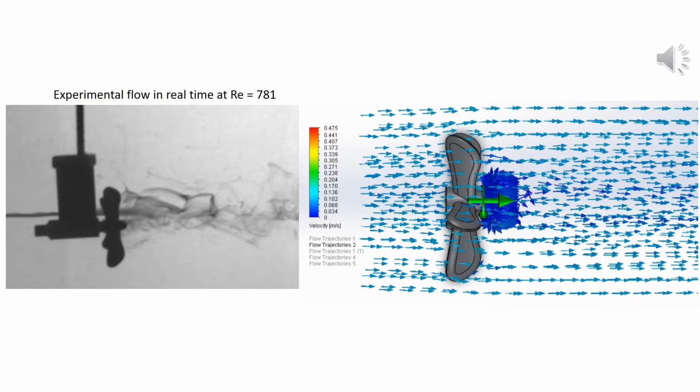Again, this is a visualization of the recirculation in the lower Reynolds number case, which is still seen here. However, the recirculation is more tightly concentrated around the nose and is advected downstream less.